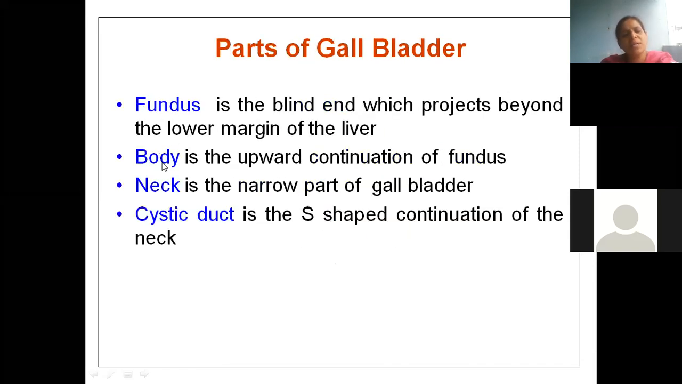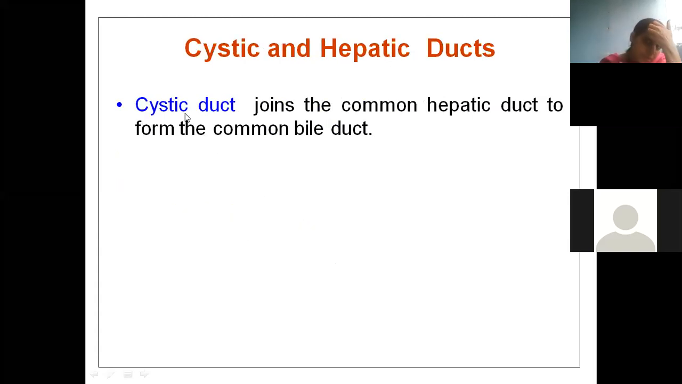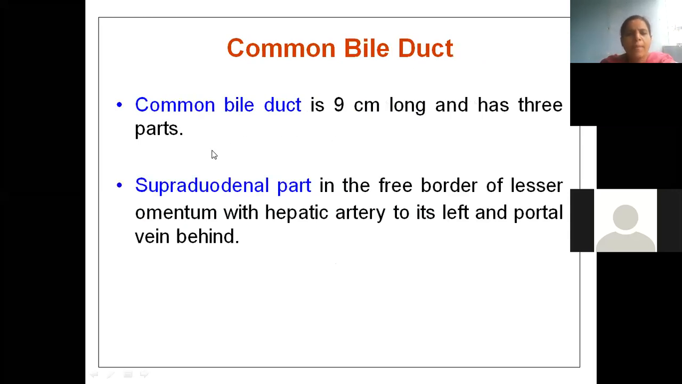Just now we have seen the fundus, body, neck and cystic duct. The fundus is the blind end which projects beyond the lower margin of the liver. The body is the upward continuation of the fundus. The neck is the narrow part of the gallbladder, and the cystic duct is an S-shaped continuation of the neck. The cystic duct joins with the common hepatic duct to form the common bile duct.